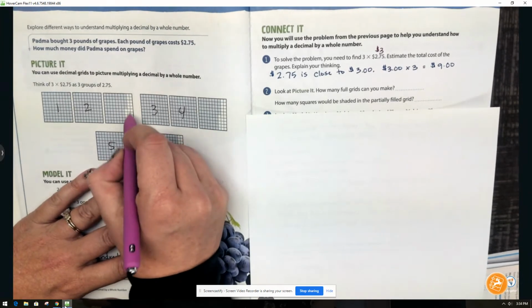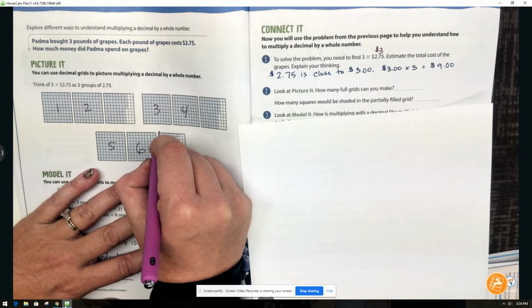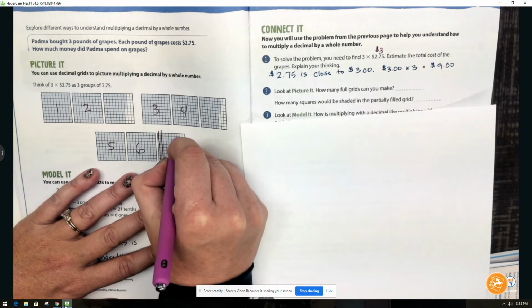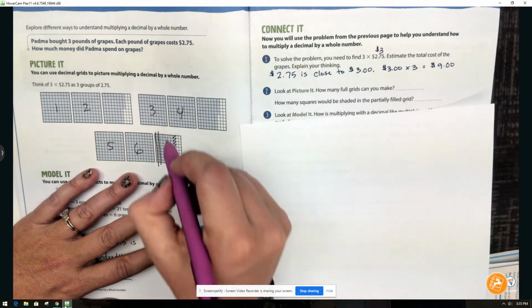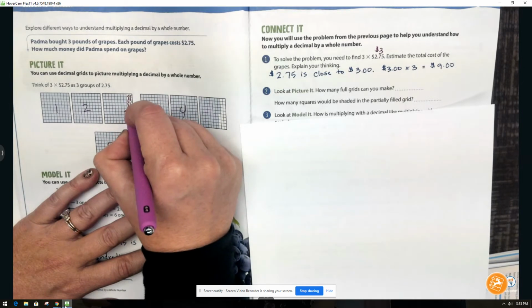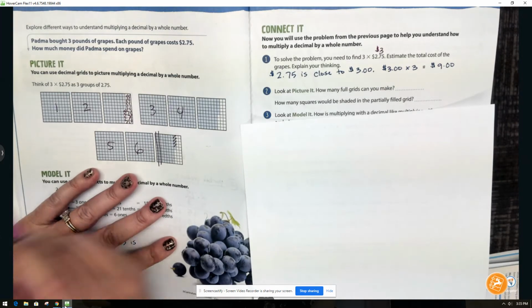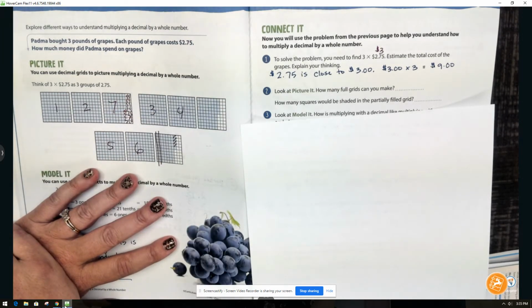So this grid here is missing 24. So I'm going to take away 10, 20, and then 1, 2, 3, 4. And that's going to fill in all of that. So me taking that away from that grid there made this my 7th full grid.